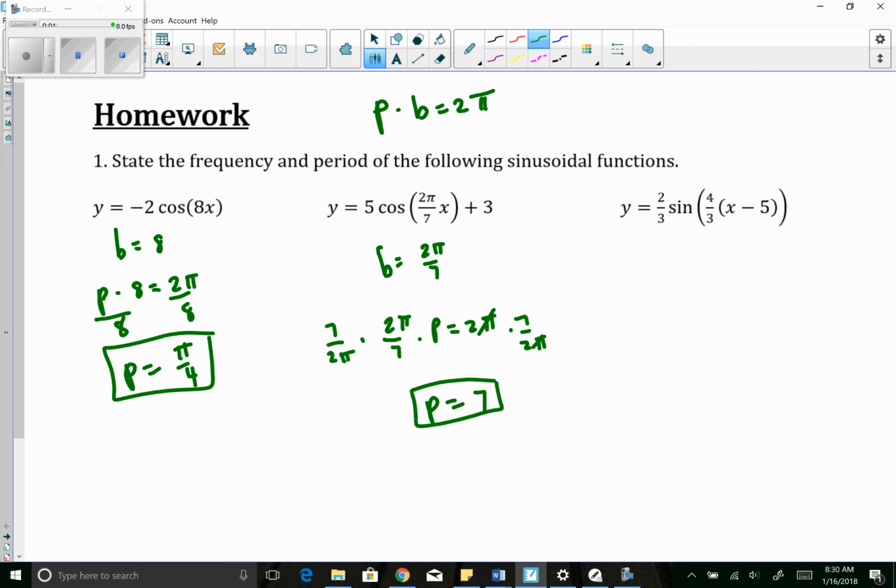Again, notice there's a lot of extra stuff going on here which we don't really care about. So like the 5, the 3, all that stuff doesn't really matter to us. The next question gives us a frequency of 2/3. So to find the period, we have to go through and say period times 2/3 is equal to 2 pi. All right, so once we have that, we can multiply both sides by 3/2. So we'd be left with period is equal to, the 2's would cancel, so we'd be left with 3 pi.